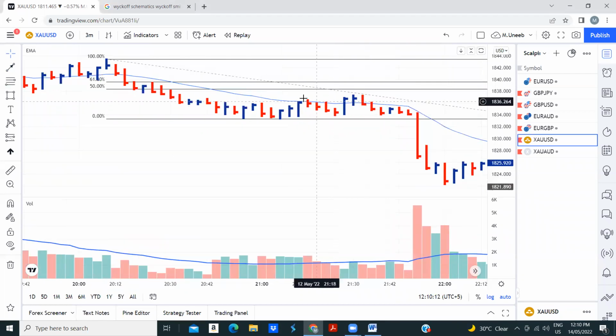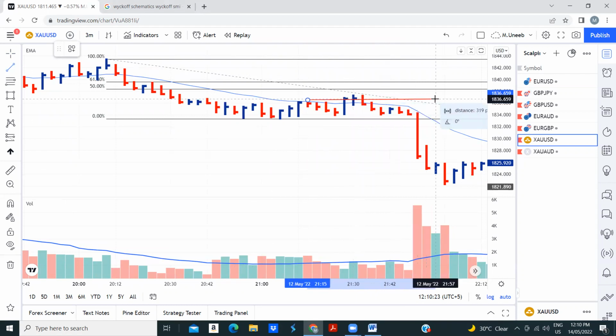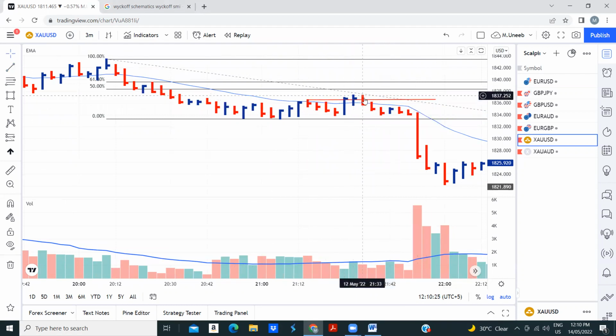But what happened here? When the price did not come here and reach here, your next target would be to evaluate the moving average. Now you evaluate the moving average, and if you draw this line here, what happened? What do you notice here? Spring, oh sorry, upthrust. Am I right?